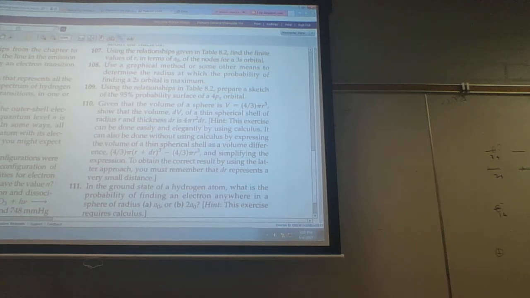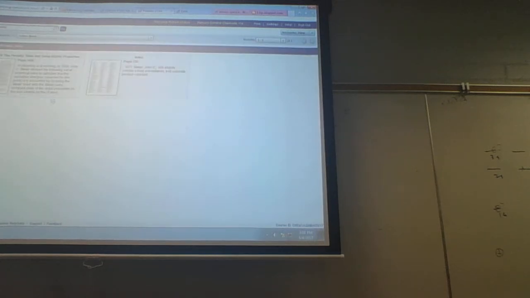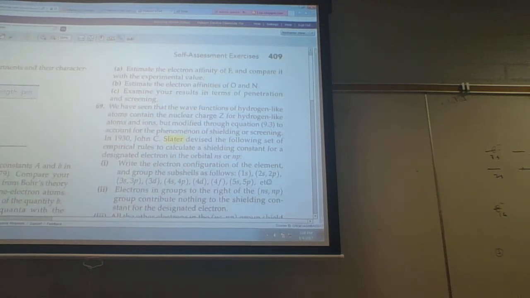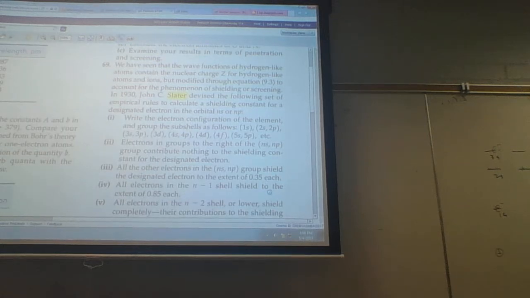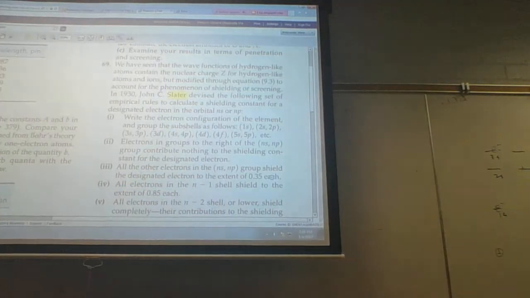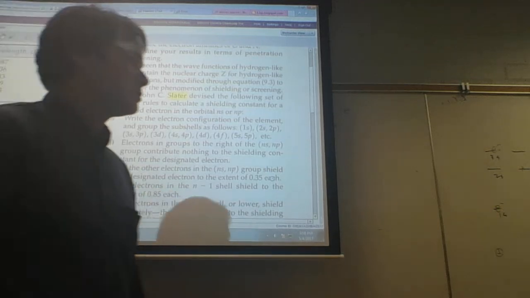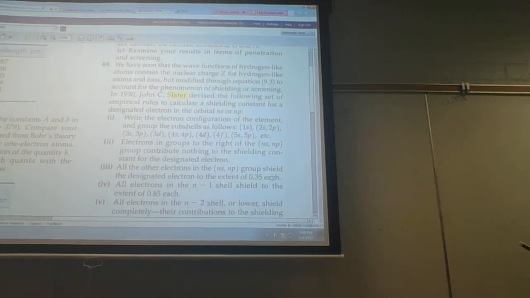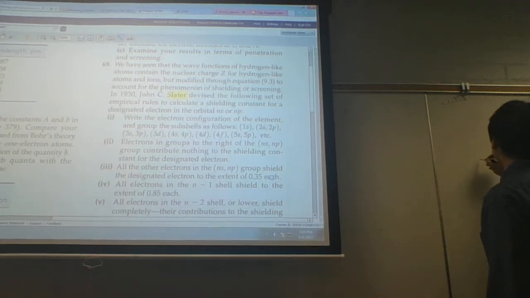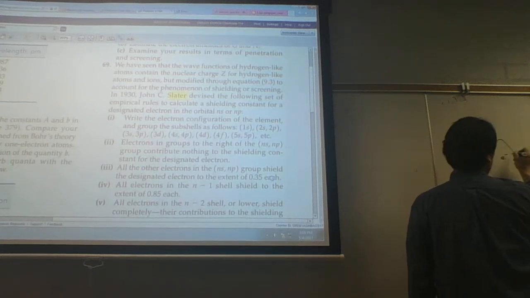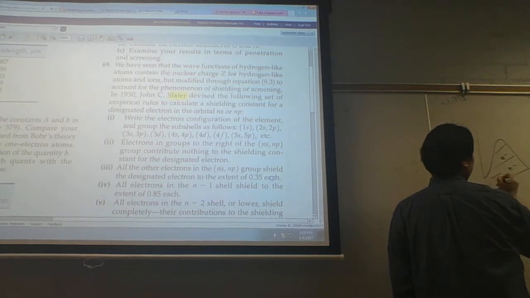How does an electron penetrate if an orbital is full, though? Say the 1s orbital is full. It doesn't matter. Actually, I'll just draw it. If the 1s orbital is full, the 1s orbital is going to look like this. We'll put 2 electrons in here. 1s orbital is full.